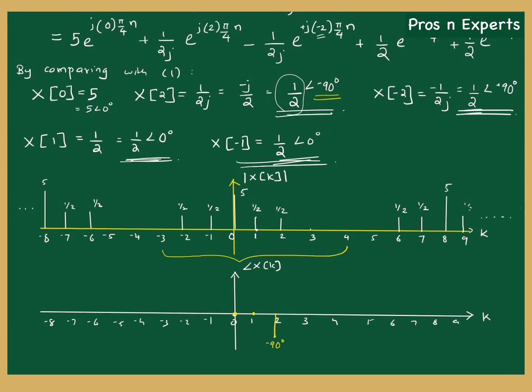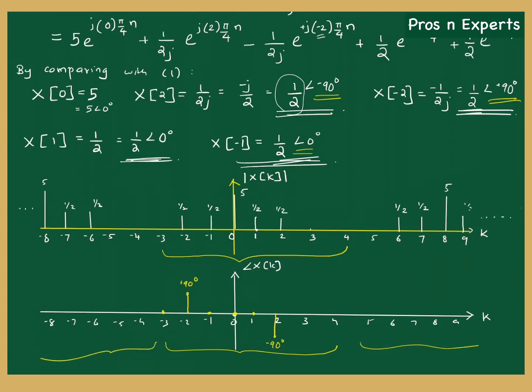Now what is angle of x of 3? There is no x of 3. There is no x of 4. And in negative side, what is angle of x of -1? It is 0 degree. What is angle of x of -2? The angle is +90 degree. X of -3 is not there. So from -3 to +4, I have got only these angles, and this will repeat in the next time period to positive and negative sides.